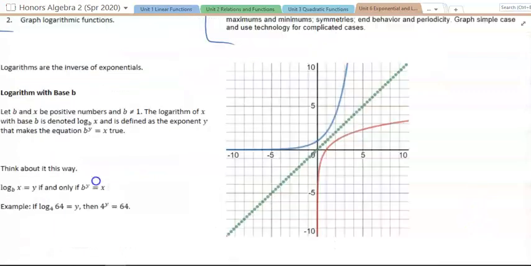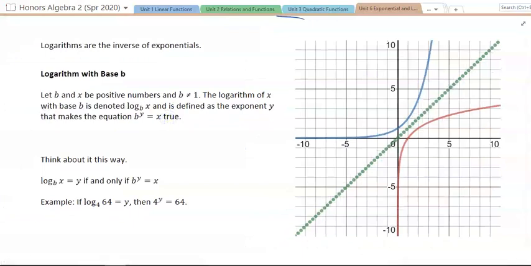Let's just talk about what a logarithm is first. A logarithm is the inverse of an exponential function. On the graph I've got an exponential here, and this exponential happens to be y equals 2 to the x, because we have 1 for x, 2 for y, and then 2 for x, 4 for y, and if we come up here we'll have 3 for x and 8 for y.